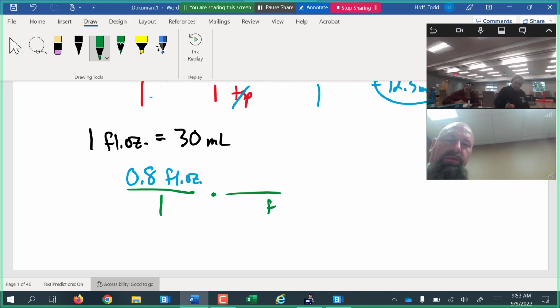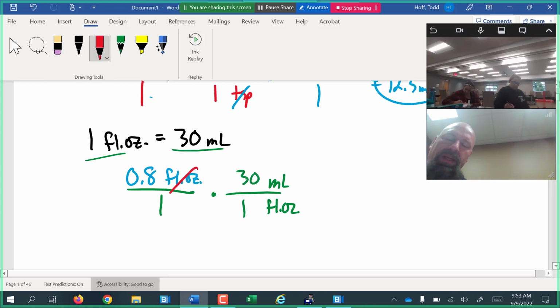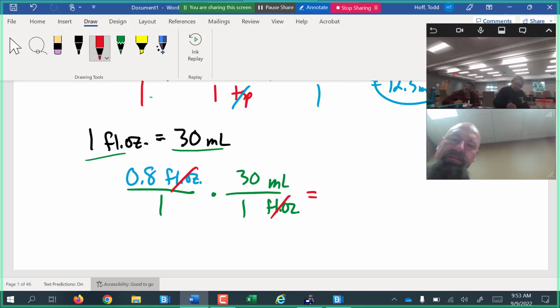Fluid ounces on bottom, so they cancel out. Milliliters on top. 1 fluid ounce equals 30 milliliters. And the fluid ounces cancel. 0.8 times 30 milliliters is 24 milliliters. 1 times 1 is 1. So 24 milliliters over 1 is just 24 milliliters.